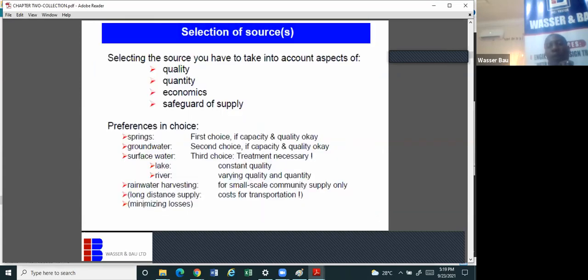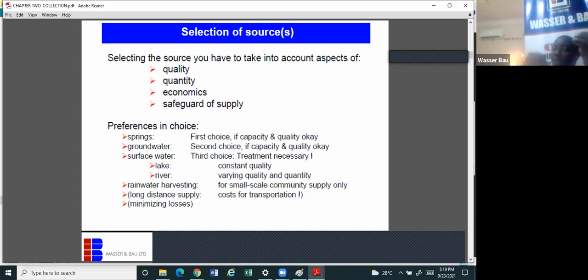Then, if you are choosing a water source, you must consider quality, quantity, economics, and the safeguard of your supply. What do you mean by safeguard? Your water should not be located where there could be contaminants. You shouldn't locate your water close to a landfill, a septic tank, a treatment plant, or an agricultural estate or plantation, because surface runoff from fertilizers, NPKs, will introduce nitrates into your water. So you must make sure that the location of your water source is free and able to meet these requirements.